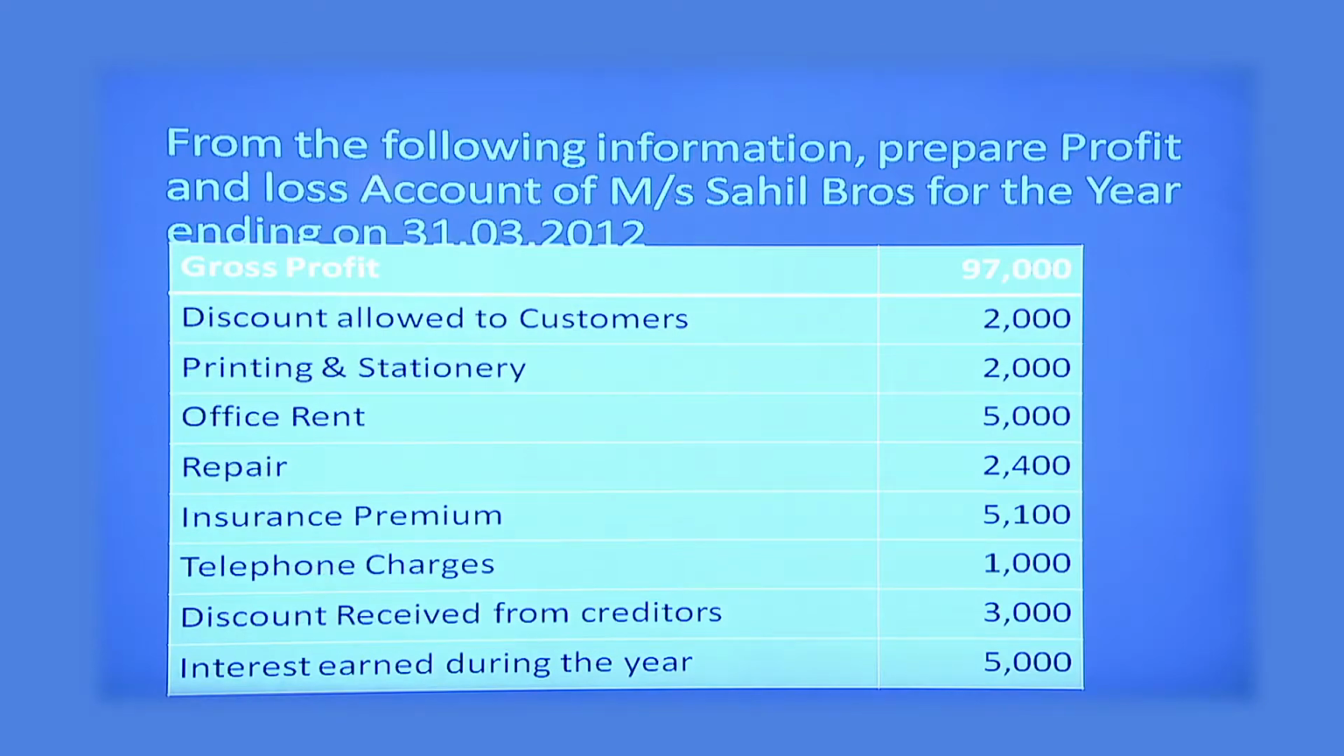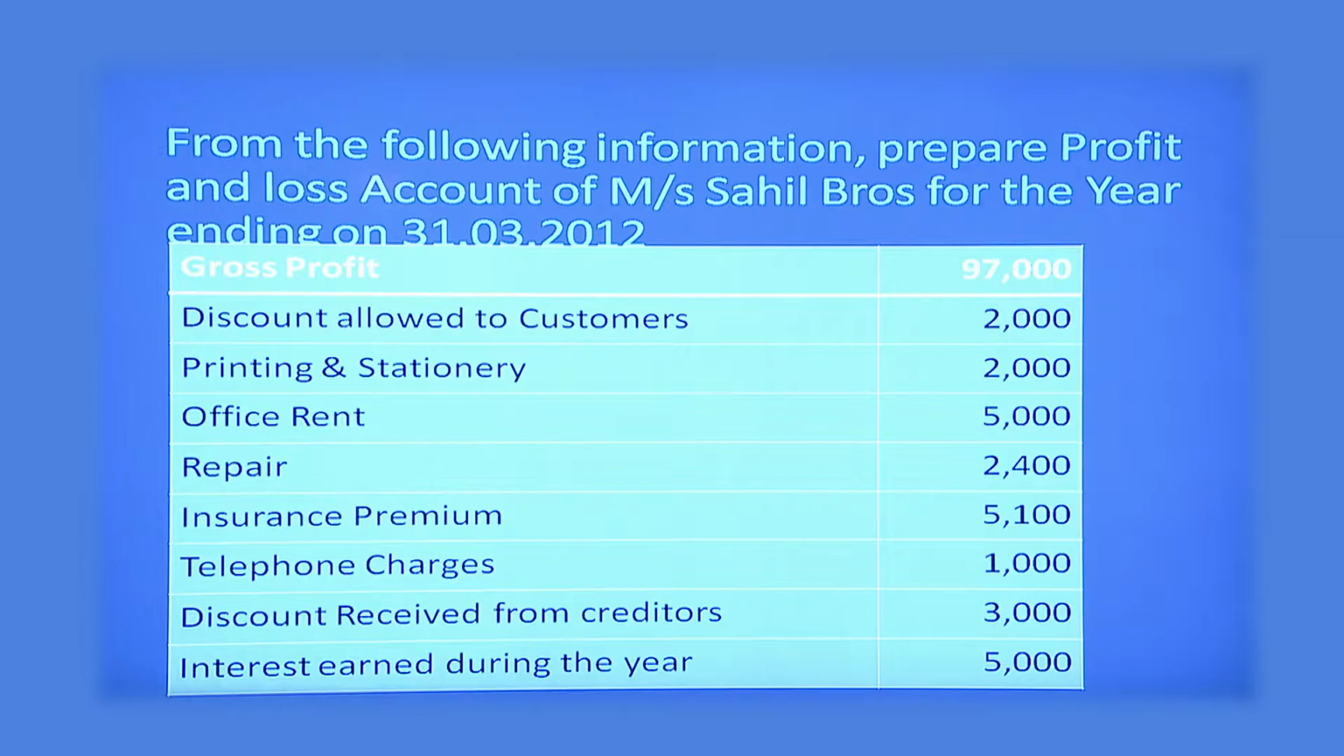Then coming to the preparation of a profit and loss account in the books of Sahil Brothers for the year ending 31st March 2012. In this question, we have included discount allowed, printing and stationery, office rent, repair, insurance premium, telephone charges, discount received and interest earned during the year. So, which are the expenses, which are the income, like that you have to identify. Along with that, I have given gross profit also.